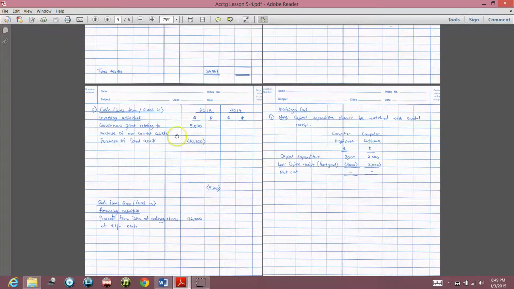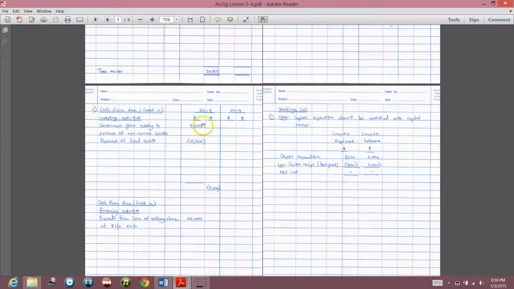Okay, then cash flow from or use in investing activities, government grant relating to purchase of non-current asset. Is it non-current asset? Okay, means the same as fixed asset. Fixed asset is actually investing in nature. You invest in fixed asset or non-current asset, you know. So the government grant that received in respect of the non-current asset 5,000 as according to your question, is actually an investing activity, is investing in nature.